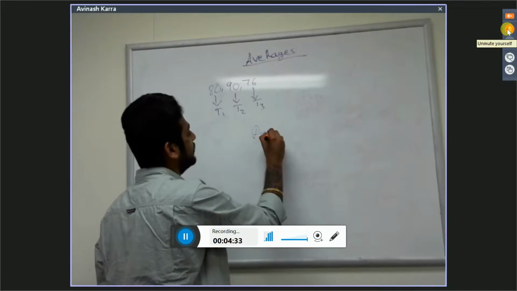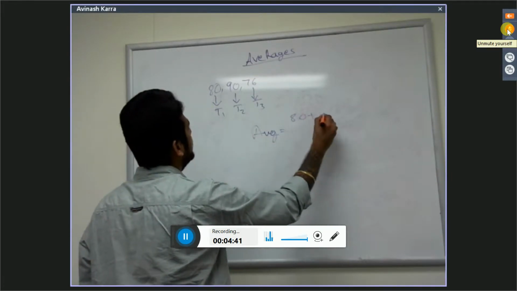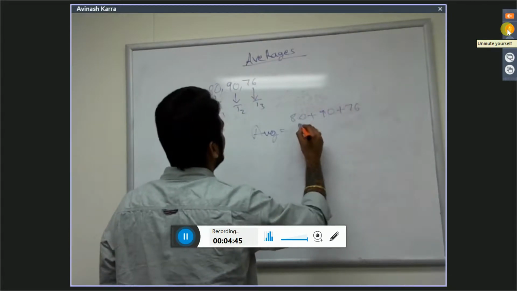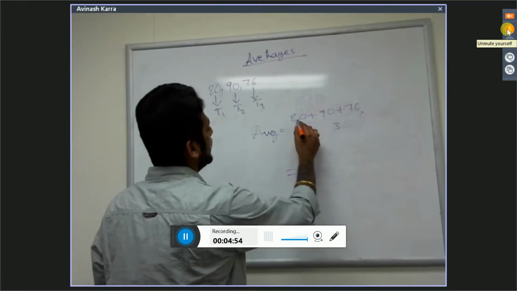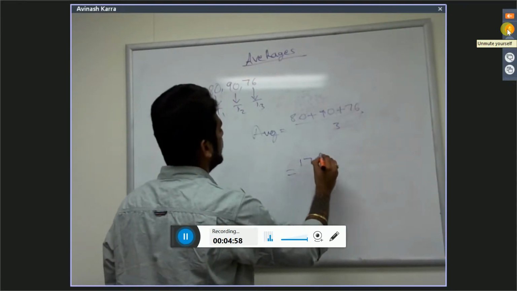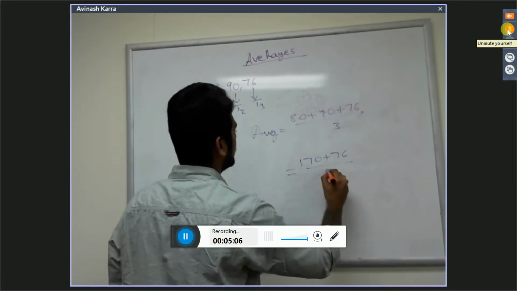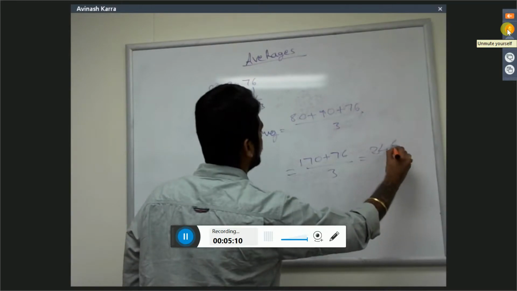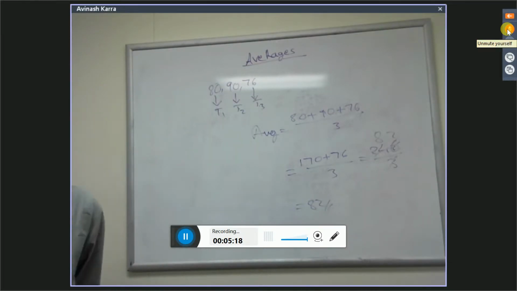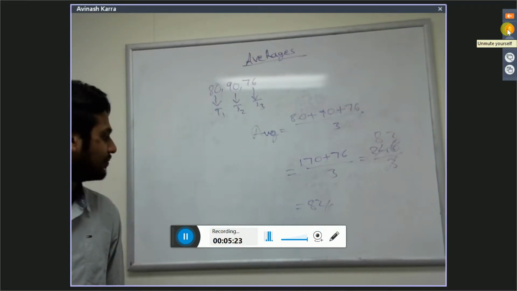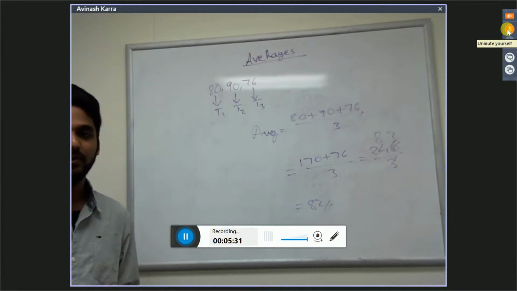So simple. Average is equal to sum of the given data, 80 plus 90 plus 76, divided by how many? 1, 2, 3. We have 3 values, right? So when you simplify, 80 plus 90 is 170, 170 plus 76 is 246. 246 by 3 is 82. So 82 is the average. I hope you guys understand what is average and how we calculate when some data is given. Till now, yes?